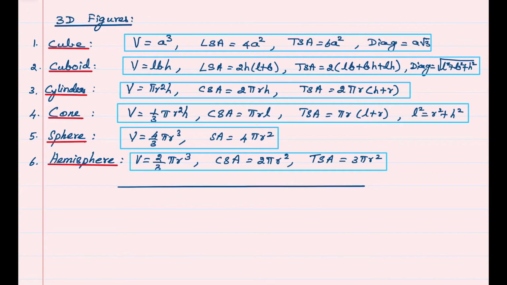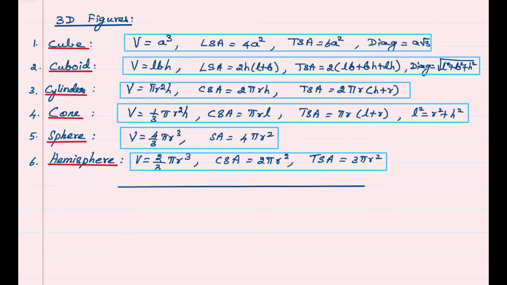Now we will see the formulae for some of the three-dimensional figures. Cube: volume of a cube is a cube, lateral surface area is 4a square, and total surface area is 6a square, and diagonal of the cube is a root 3, where a is the side of the cube.